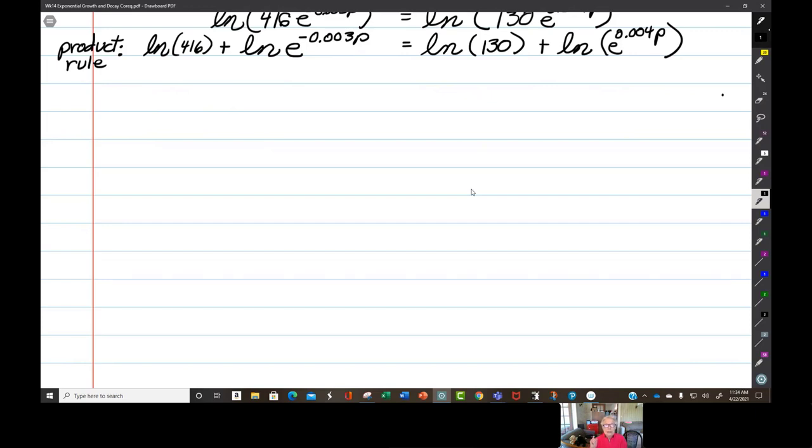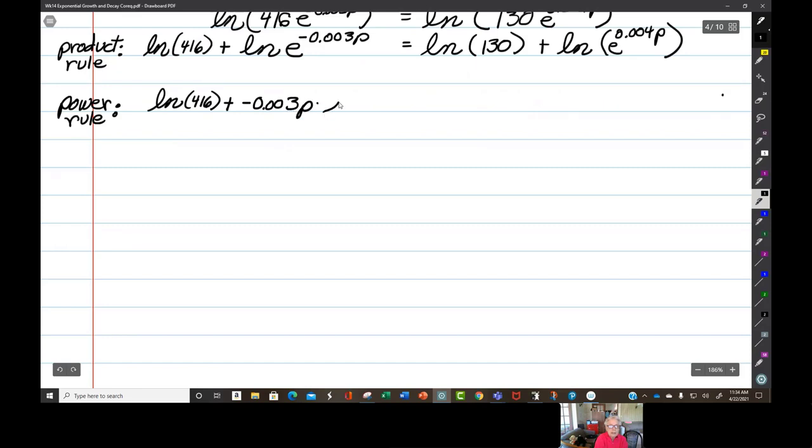Now I'm going to use the power rule to bring the exponents down in front. So power rule. We'll have the ln of 416 plus negative 0.003p times the ln of e. And you know what that is? It's 1. Boom. That's a 1. 1 times anything is the thing itself.